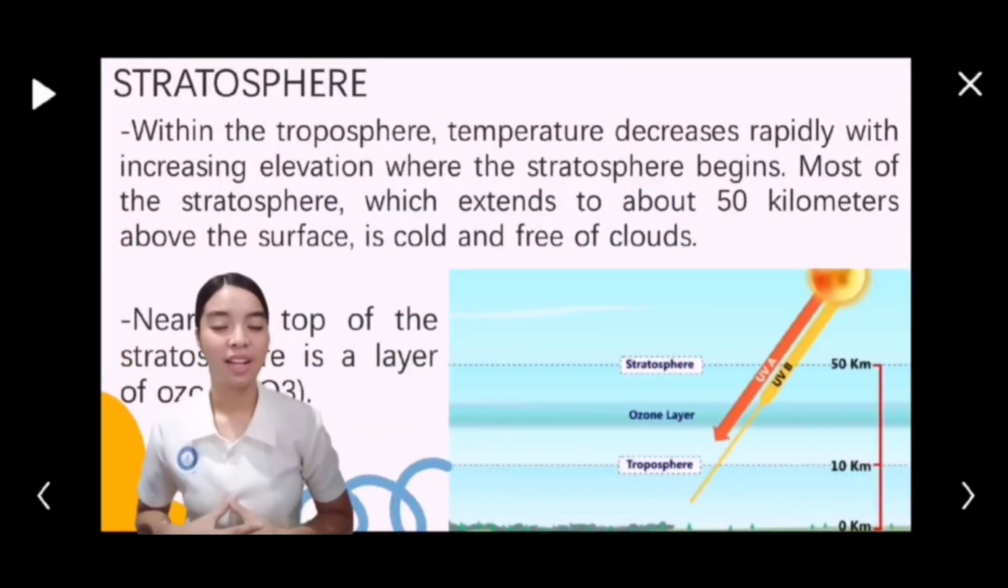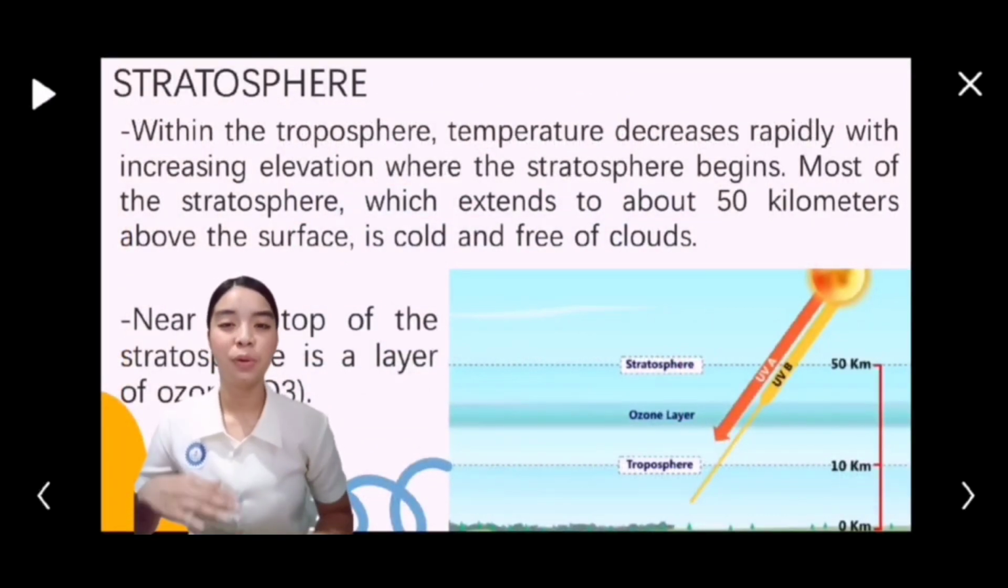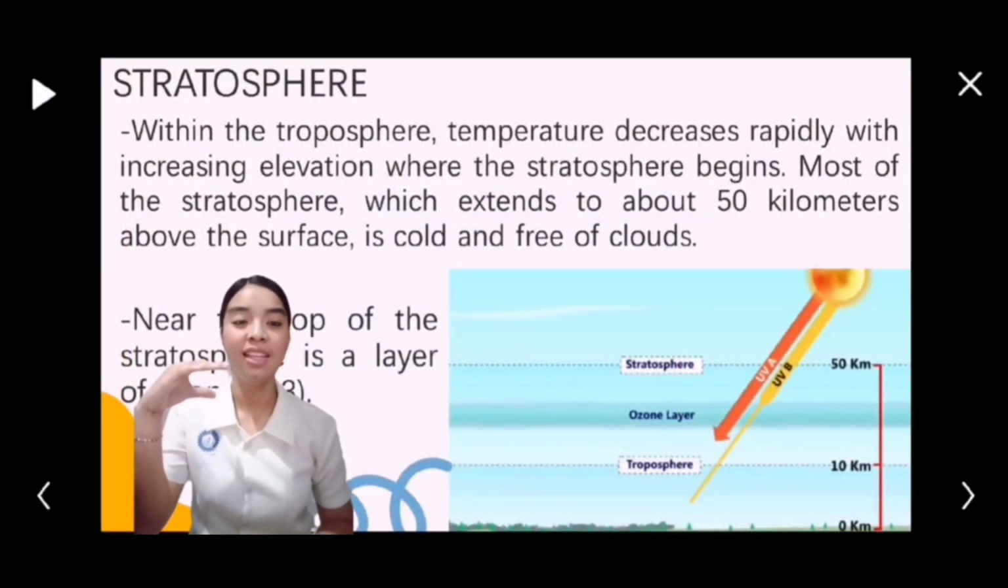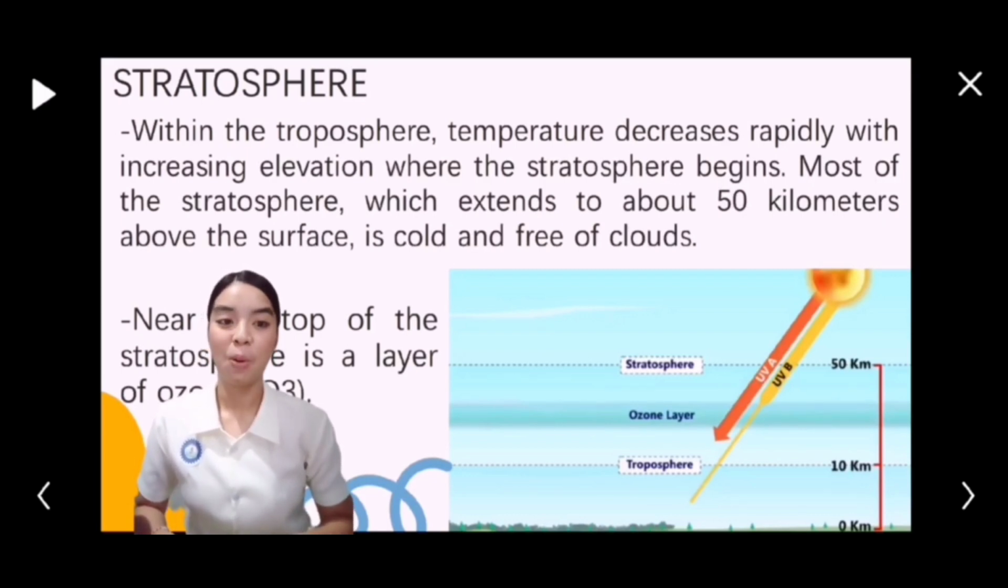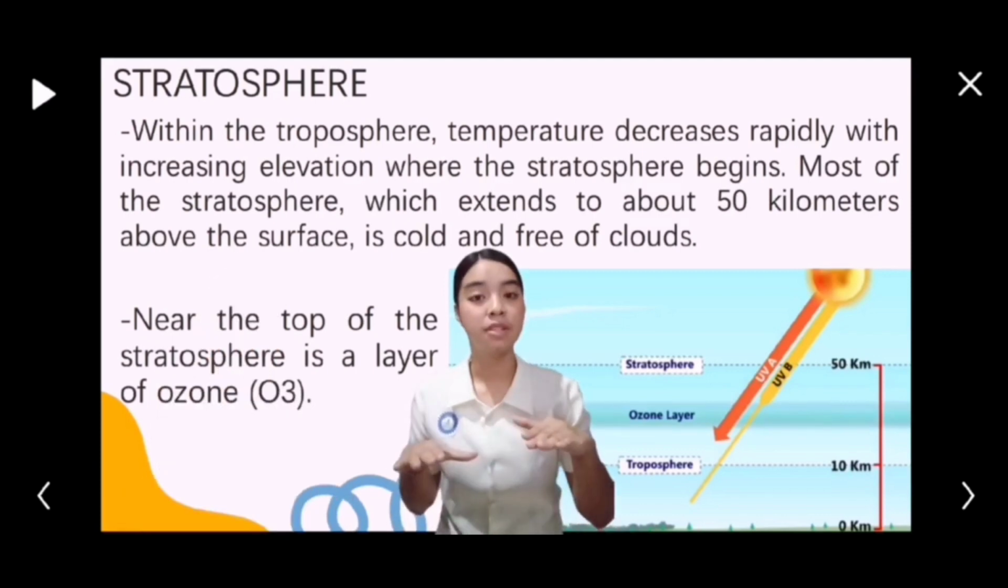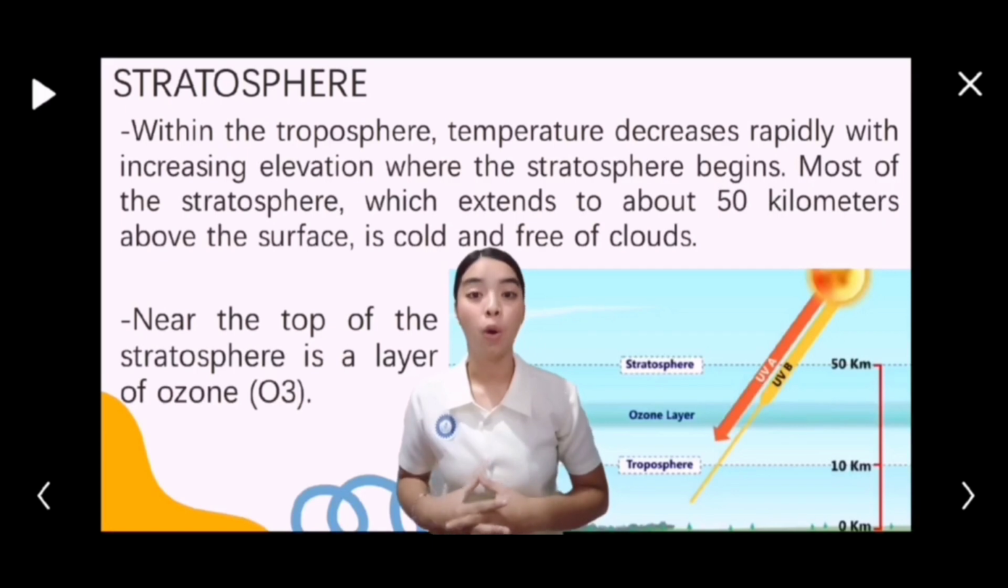And now we are done with the troposphere. Let's elevate to the stratosphere. Within the troposphere, temperature decreases rapidly with increasing elevation, where the stratosphere begins. Most of the stratosphere, which extends about 50 kilometers above the surface, is cold and free of clouds. Near the top of the stratosphere is the layer of the ozone.